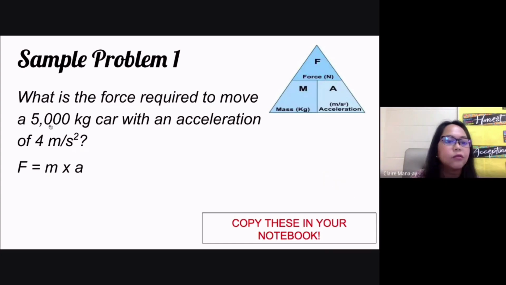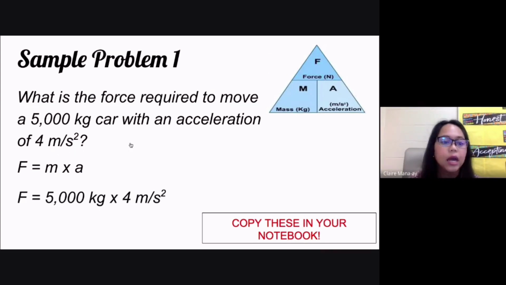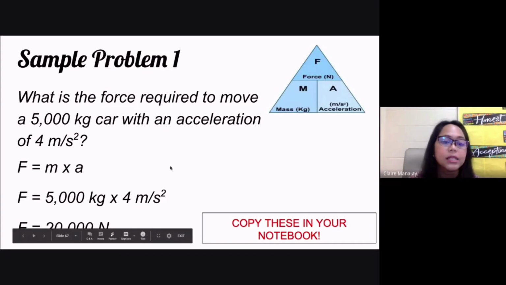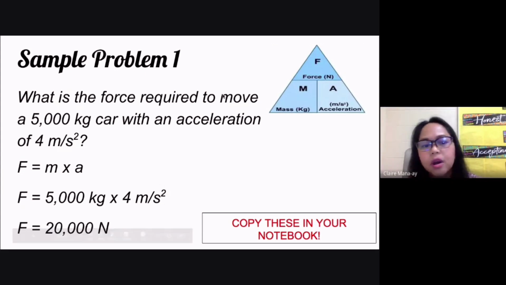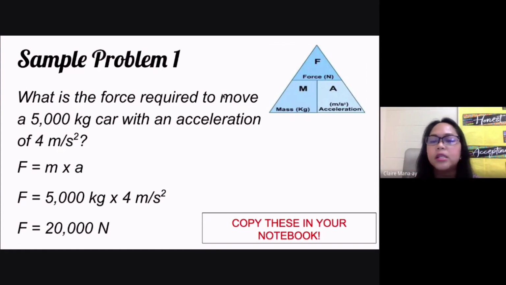Our mass is 5,000 kilograms. Then we simply multiply that by the acceleration of 4 meters per second squared. So that's 5,000 kilograms times 4 meters per second squared. Our force needed would be 20,000 newtons, and 20,000 newtons would just be equal to 20,000 kilogram meter per second squared. So the final answer is 20,000 newtons or 20,000 kilogram meter per second squared.